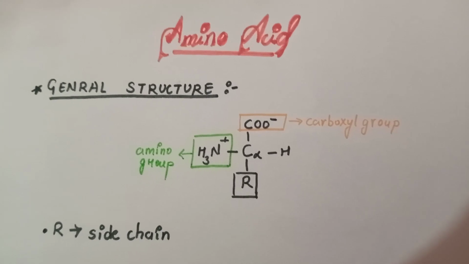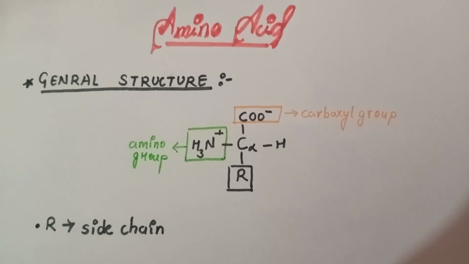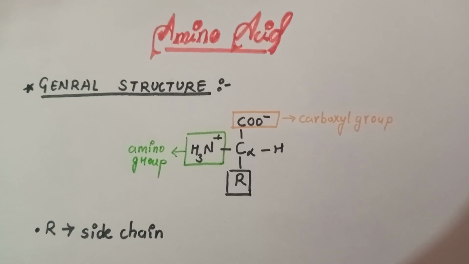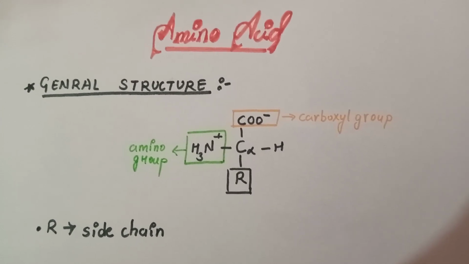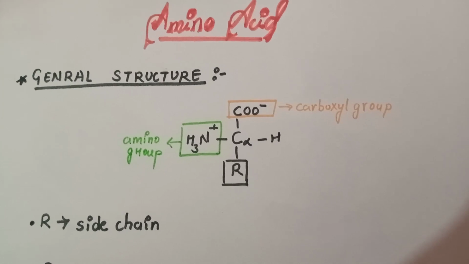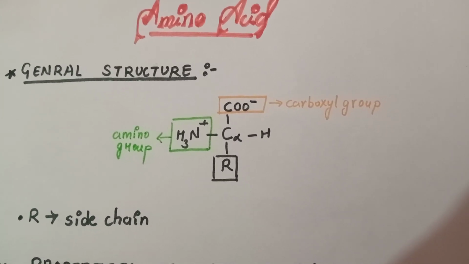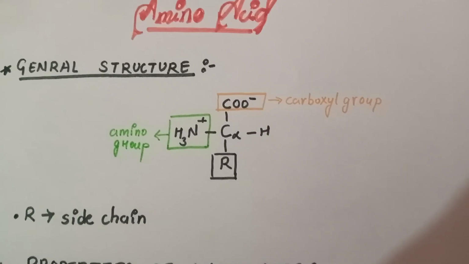So let's start it. Amino acid is an organic compound that contains both amino and carboxylic acid as functional groups. Both the groups are attached to the carbon alpha of the amino acid.